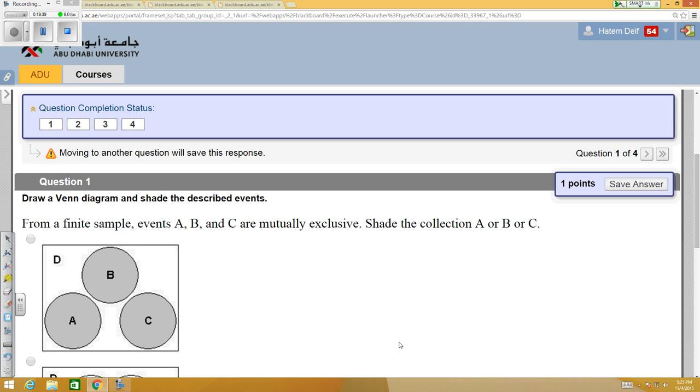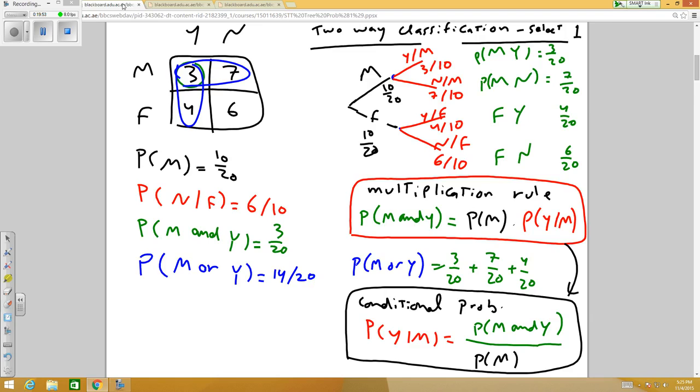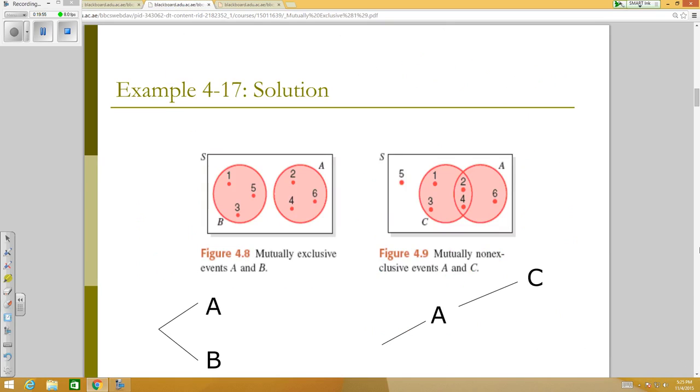Okay. From a finite sample, events A and B are mutually exclusive. Shade the collection A or B or C. What does it mean, mutually exclusive? Mutually exclusive means what? If you go back to my slides, see here A and B, they share something in common. They share the outcomes 2 and 4. And here they don't share anything. Which one is called mutually exclusive?